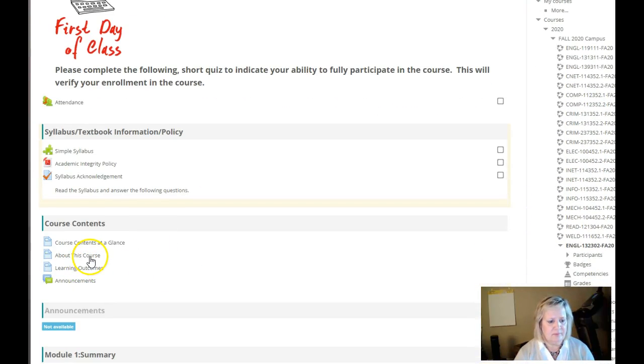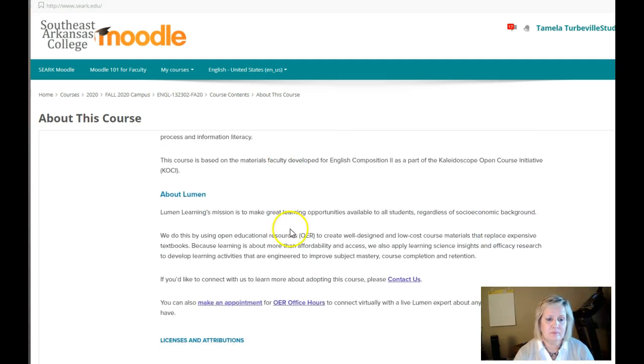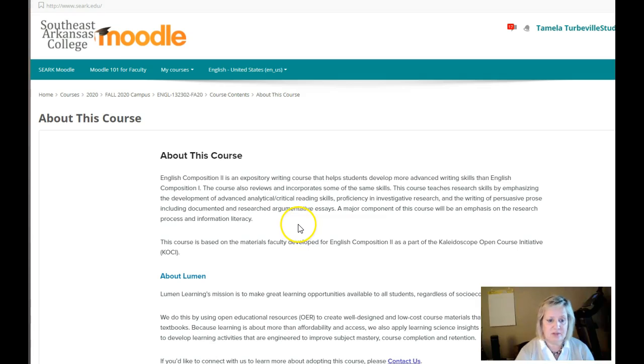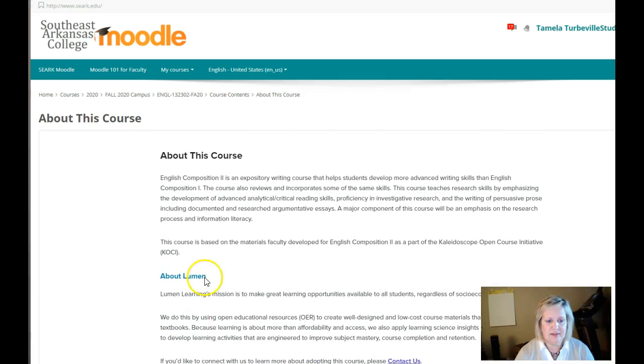Next, there's some information here about the course. This is English Composition 2, which is expository writing. You'll develop the skills that you learned in Comp 1, and we'll be doing a lot of research in this course. In fact, your one major project in this course is a research project, which we'll go over in a little bit. Again, this is a module course.